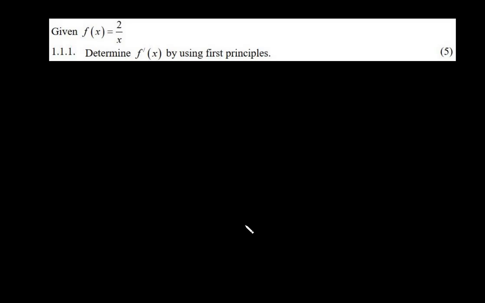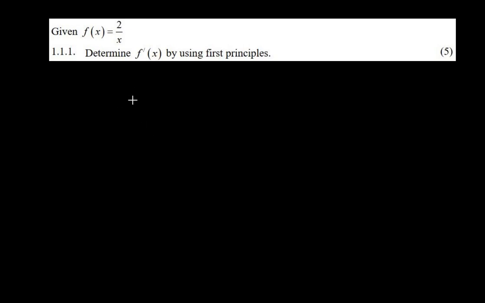So far, the problems that we've dealt with in determining the derivative from first principles were just expressions, right? So now we're going to tackle questions in which the original function itself consists of a fraction, just like you can see here, right? We're given f of x equals 2 over x, and they want the derivative from first principles. So what are we going to do there?